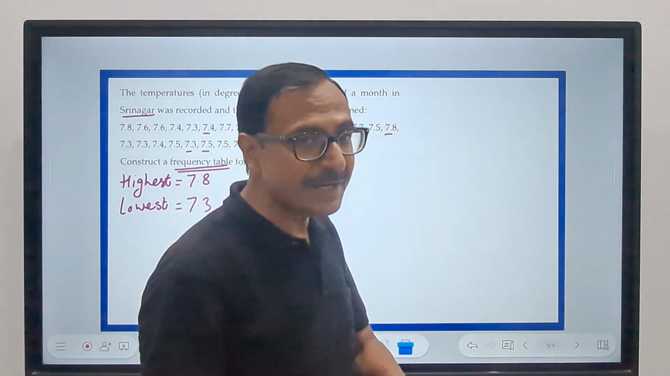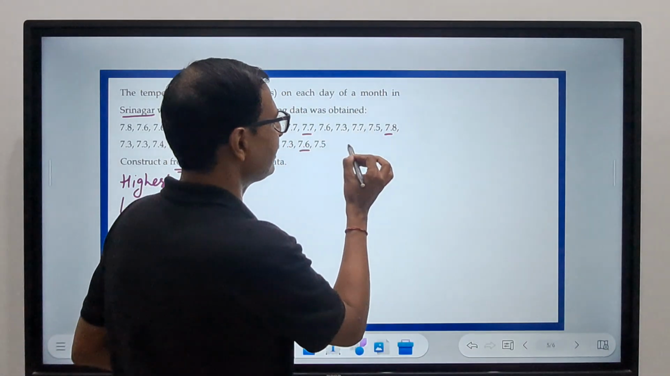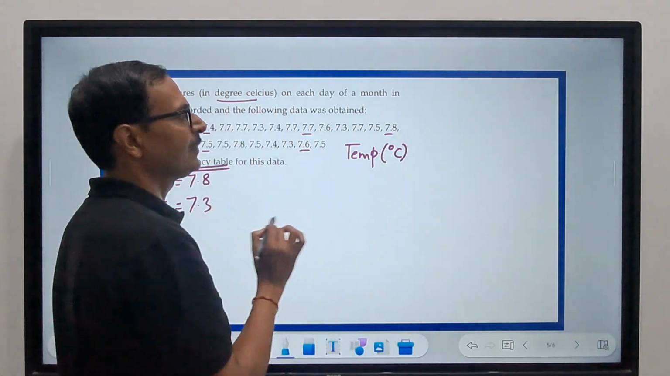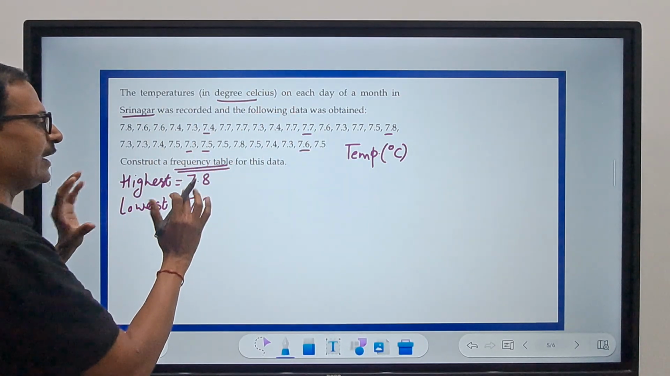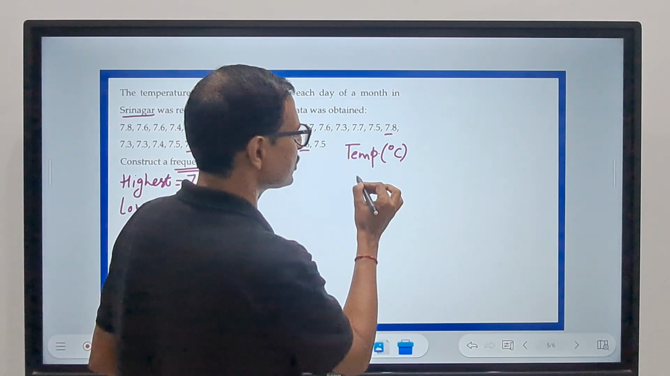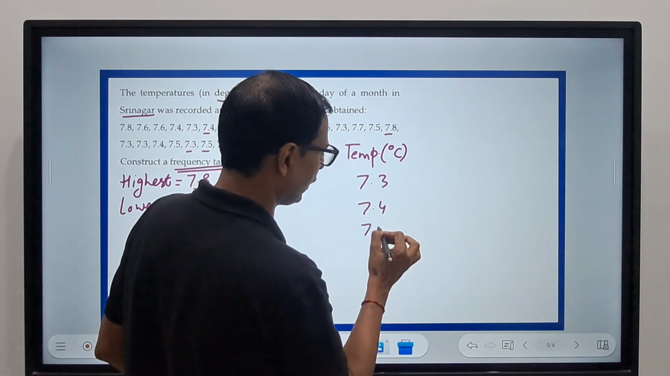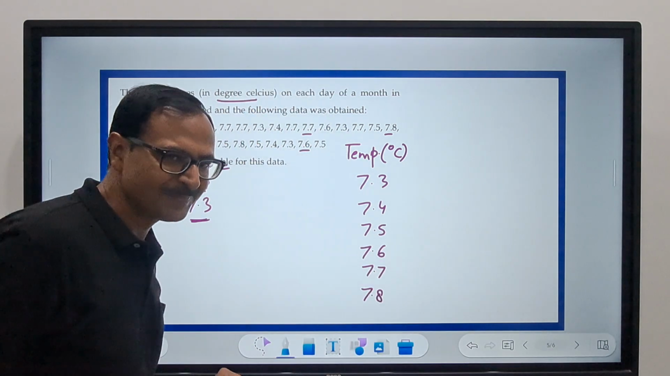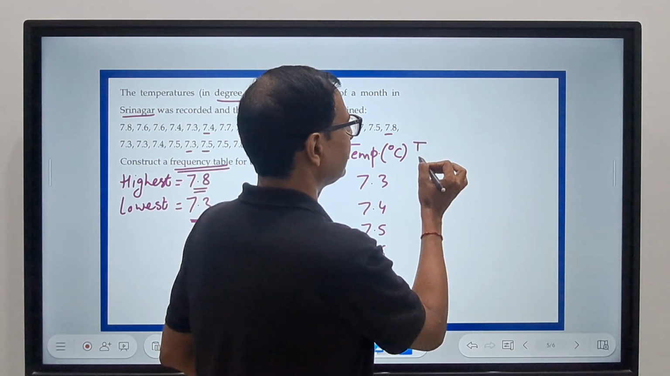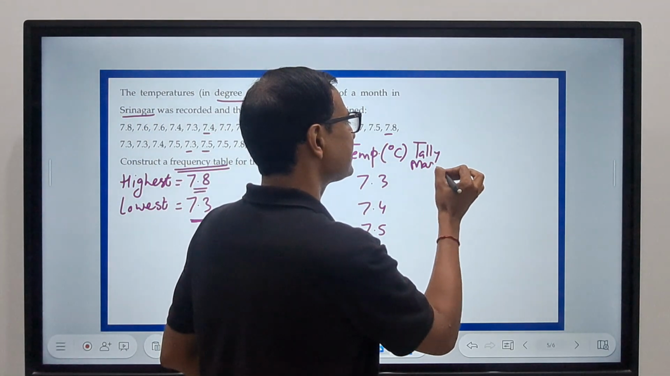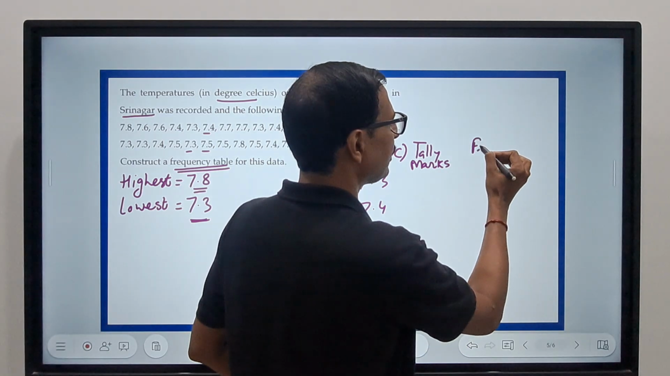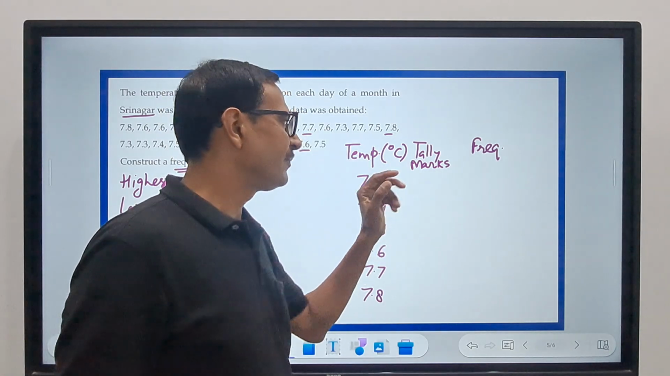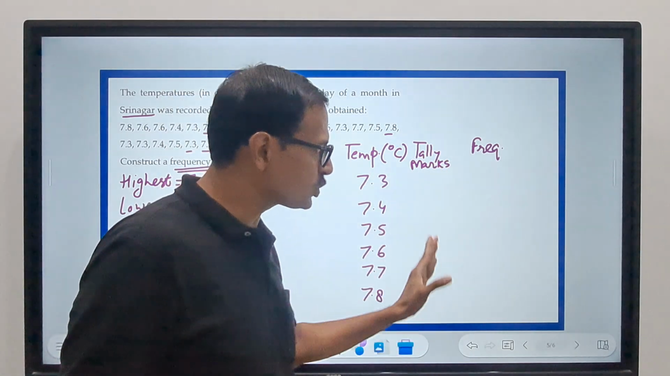And if there is only a limited number of possible values, you will write the first column as temperature in degrees Celsius, and you will write only those 6 values, 7.3 to 7.8. So 7.3, 7.4, 7.5, 7.6, 7.7 and 7.8. Right? Now we need to draw another column called tally marks, which leads us to the frequency. Okay? So frequency is how many times 7.3 occurs, and tally marks will be used to construct the frequency.